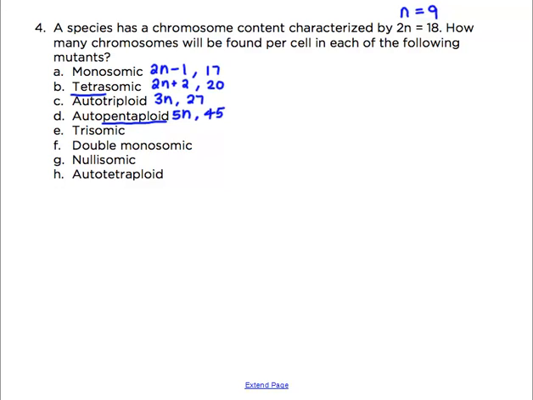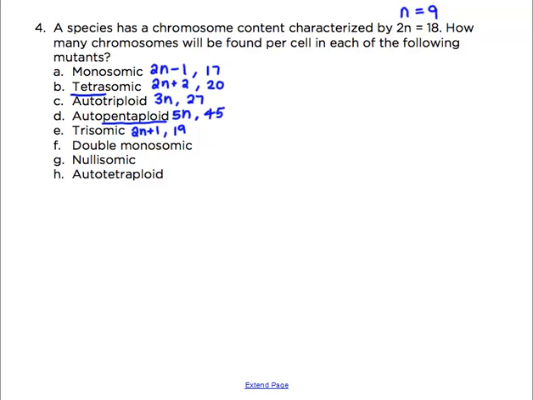E is a trisomic. So this is where it's a type of aneuploidy, where it's not a complete set of chromosomes, but however, you just have 3 copies of one specific chromosome. So again, remember, diploids have 2 copies of each chromosome, so to get another one, you would have to do 2n plus 1, so that equals 19 chromosomes.